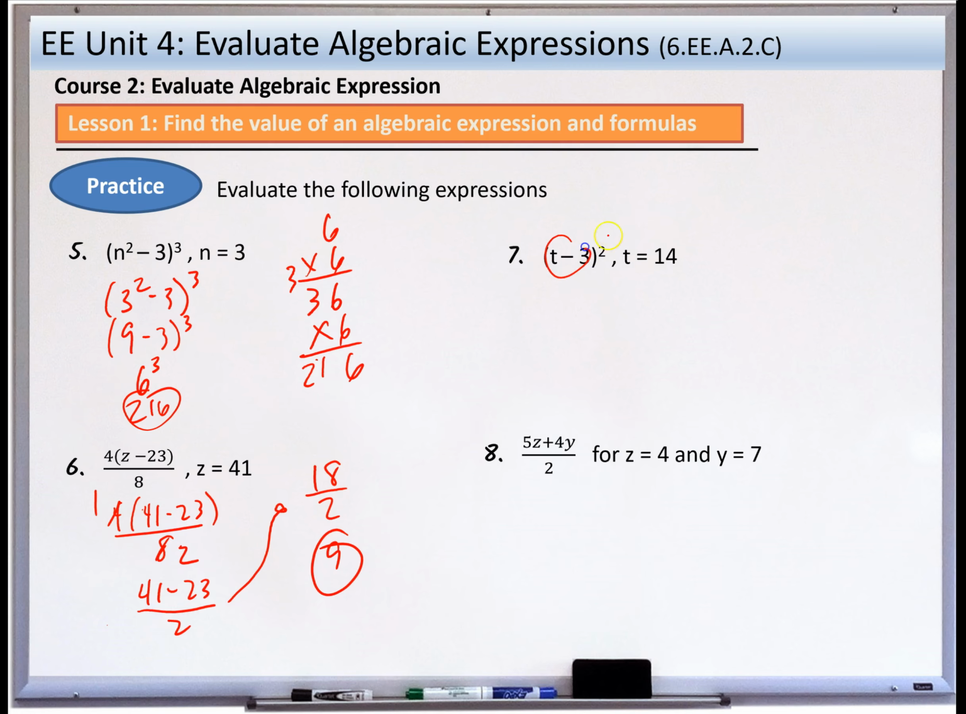Then we take this whole thing and square it. So we're going to take 14 minus 3. Then we're going to square it. 14 minus 3 is 11. We square that, and we get 121.